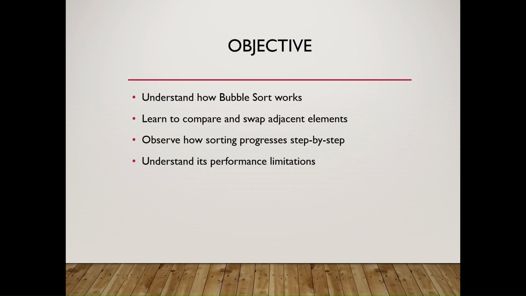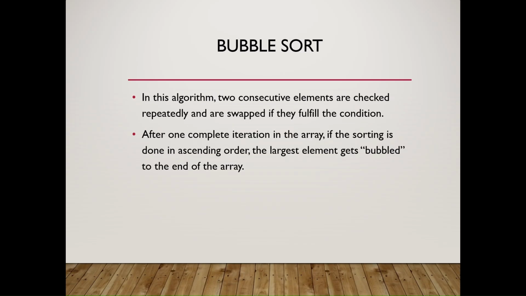Objective of bubble sort. Our objective is to understand how bubble sort works and learn to compare and swap adjacent elements, and to observe how sorting progresses step by step and understand its performance limitations. Bubble sort is a type of algorithm which compares two consecutive elements and checks repeatedly. If they fulfill the condition, they are swapped. After one complete iteration in the array, if the sorting is done in ascending order, the largest element gets bubbled to the end of the array.